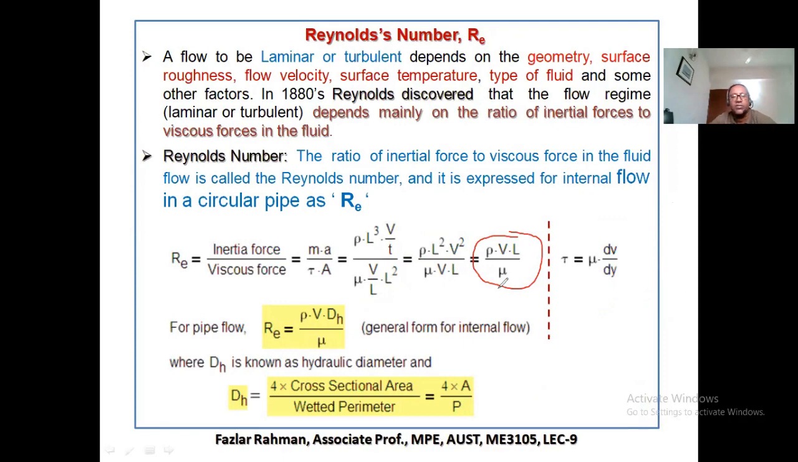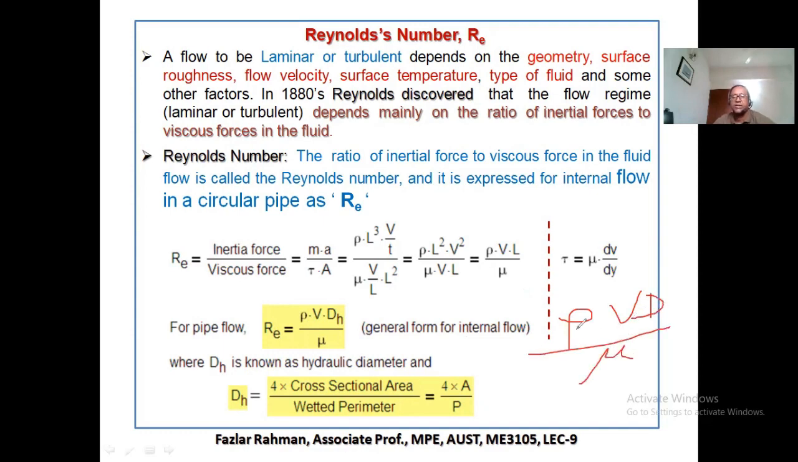What is the L? It's called the characteristic length. If fluid flows over a flat plate, in that case, we use the characteristic length as the L in the Reynolds number. But for a circular pipe flow, the Reynolds number will be rho V D divided by mu. Instead of L, they use D. So rho V D by mu is used if the pipe is circular.